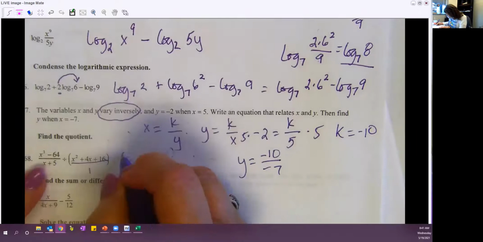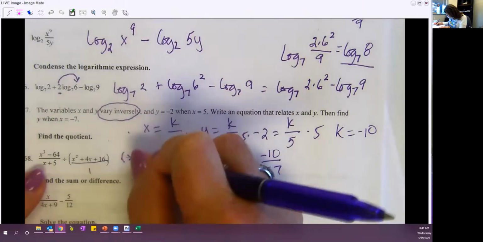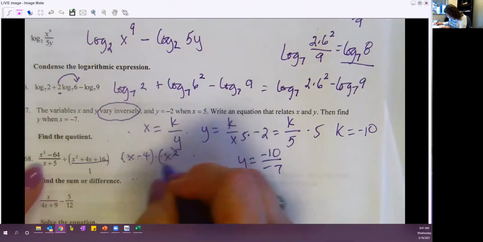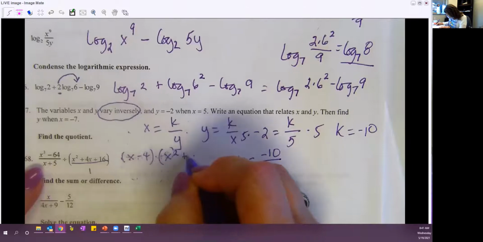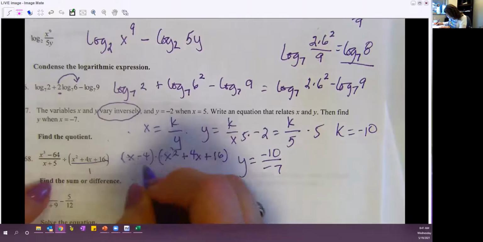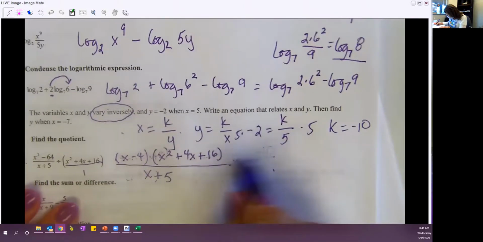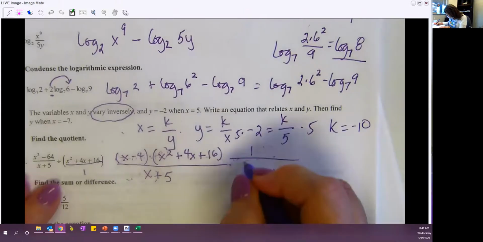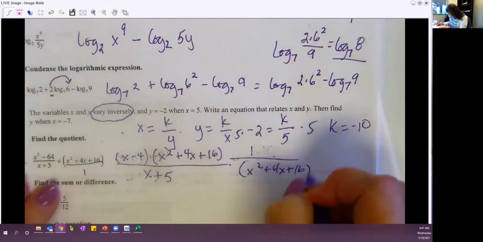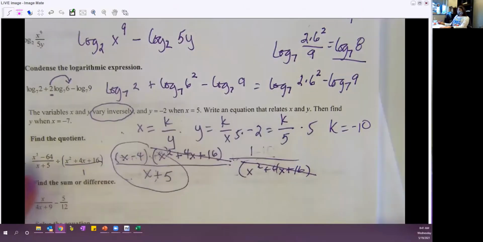So that is x minus 4. 4 times 4 is 16, times 4 more 64. The cube root is 64, same sign, opposite sign, 4 times x plus, or x plus 5 multiplied by 1 over x squared plus 4x plus 16. So this whole thing can cancel, and you're left with x minus 4 over x plus 5.